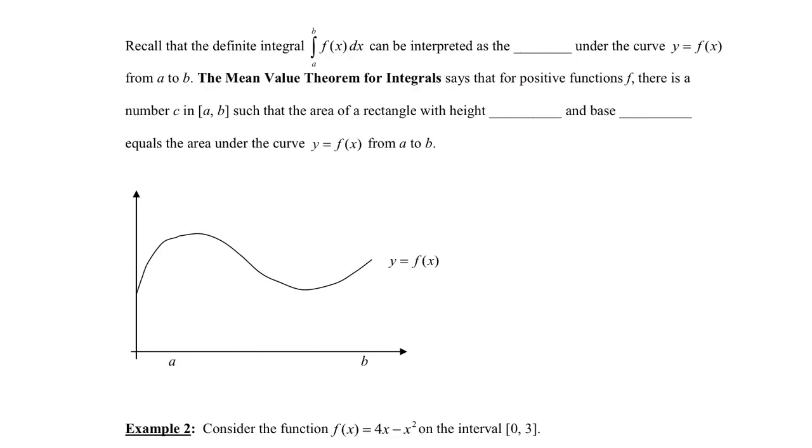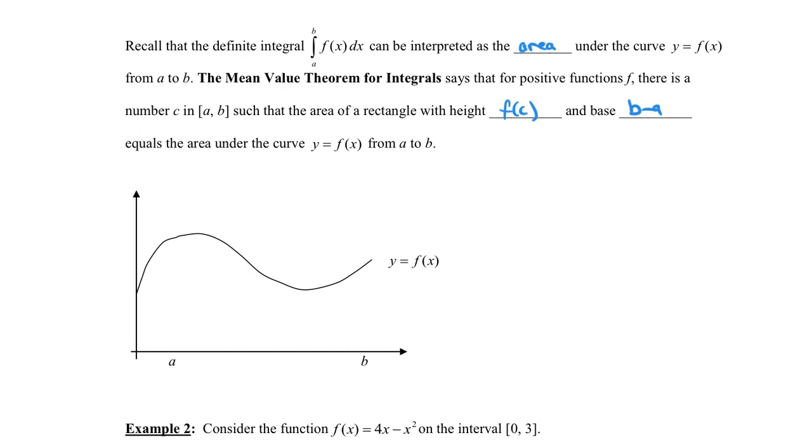If you recall, the definite integral can be interpreted as the area under the curve y equals f of x. So this definite integral we can interpret as the area under this curve from a to b. The mean value theorem for integrals says that for positive functions, functions that are above the x-axis, there's a number c in this interval such that the area of a rectangle with height f of c and base b minus a equals the area under the curve y equals f of x from a to b.